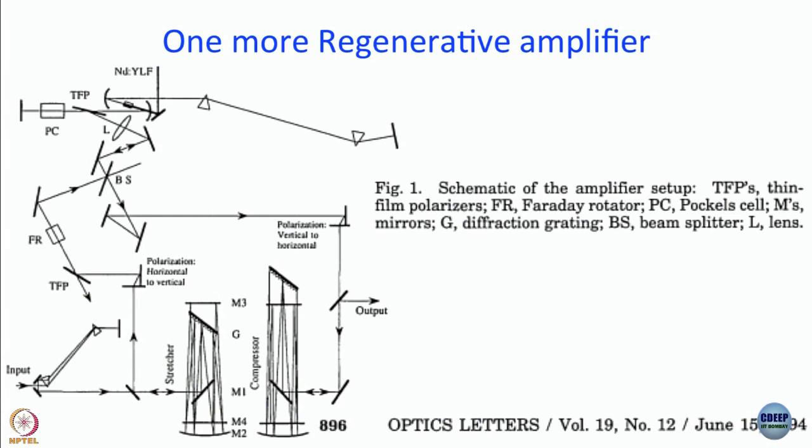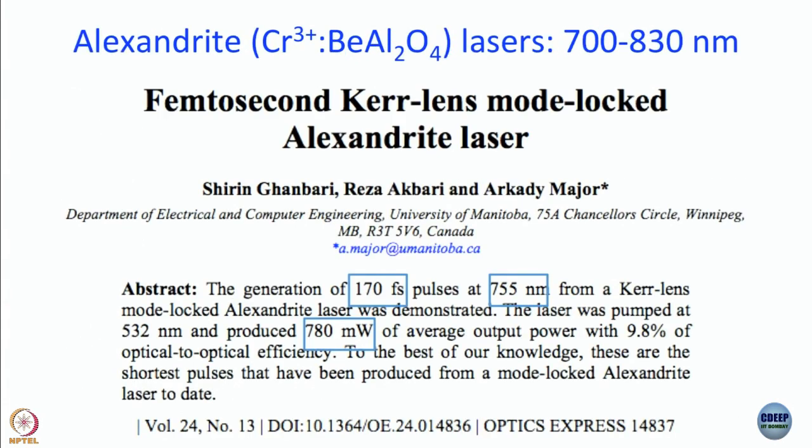Okay. Now, let us move to another kind of system. All this time we have been talking about titanium sapphire and titanium sapphire alone. So, you might have gotten the idea that there is nothing in the world other than Ti:sapphire with which your ultrafast lasers are made. That is not the case. Another material that is used is called alexandrite. Alexandrite is chromium doped BeAl2O4. The range of tunability, range of emission is 700 to 830 nanometer.